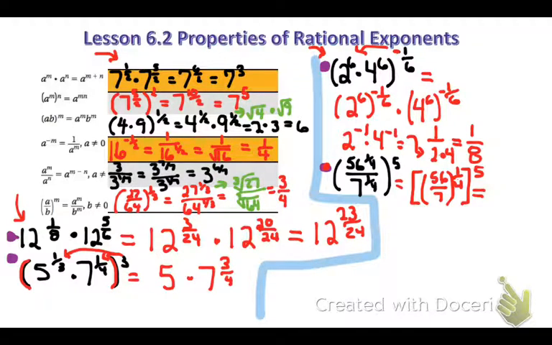Now we can say 56 divided by 7 is going to be 8 to the 1/4 raised to the power of 5. And our final step will be to multiply 1/4 times 5. So 8 raised to the power of 5/4.